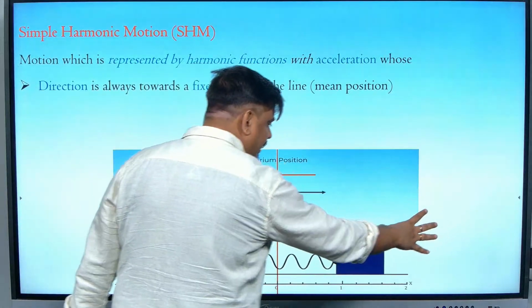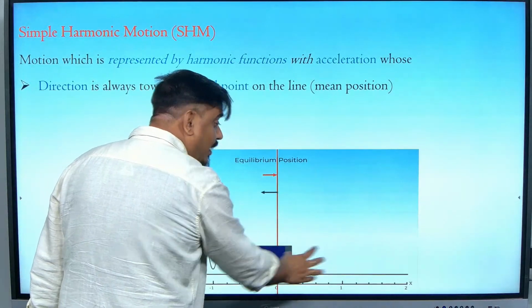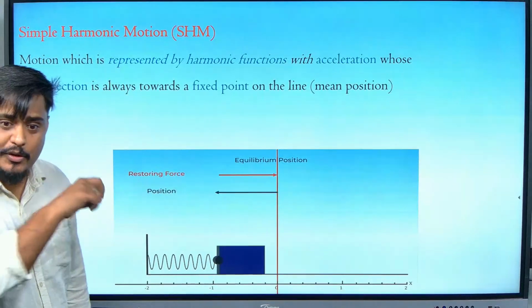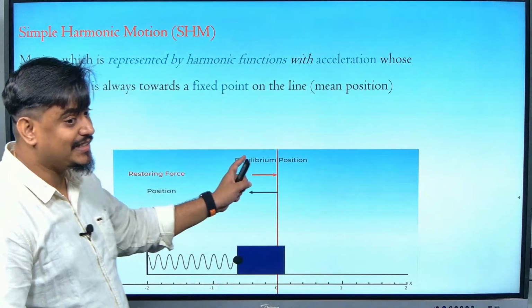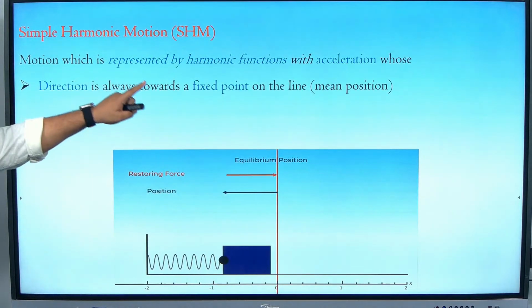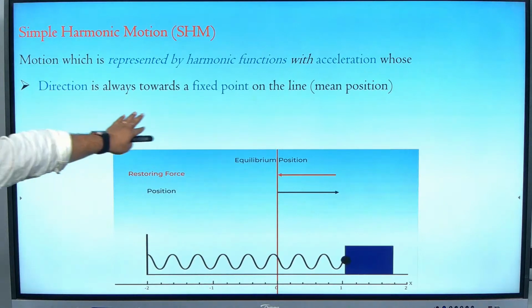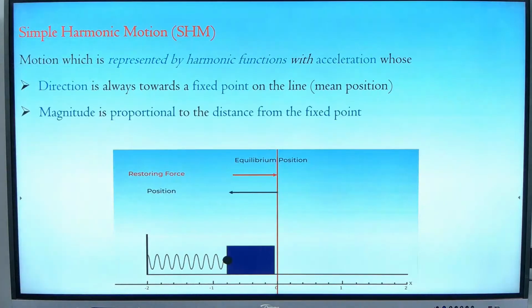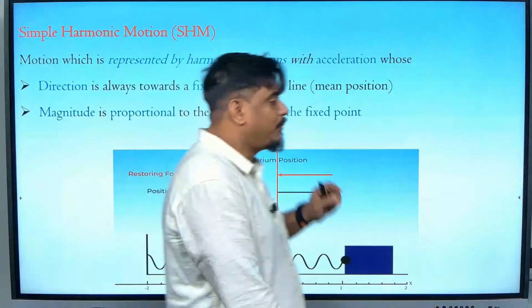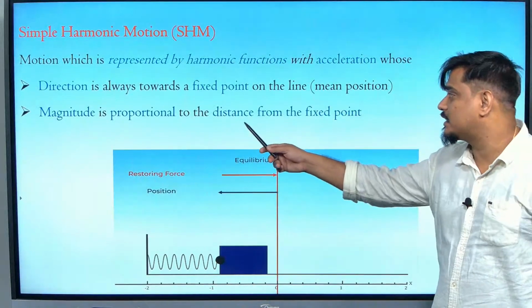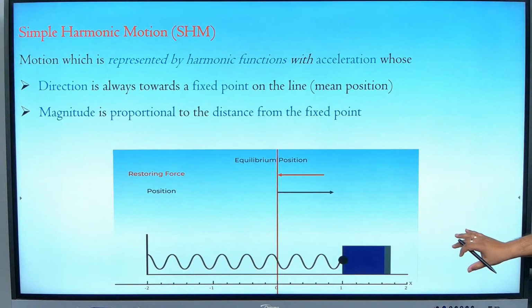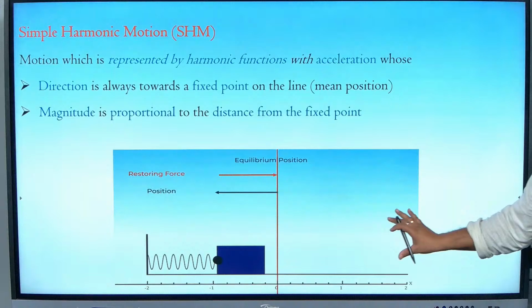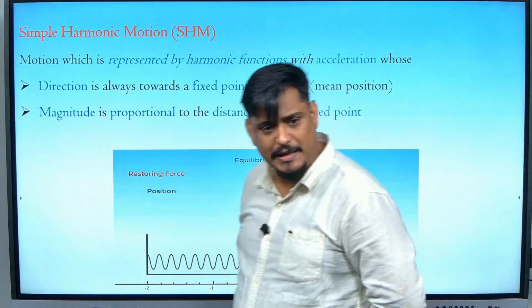If I pull and leave, it goes to and fro. It tries to come back to its mean position only. I hope you are understanding this. So, this is the second condition for SHM. The second condition is that the direction of acceleration should always be towards the mean position. And the third condition is that the magnitude of the acceleration must be proportional to the distance from the fixed point. Obviously, yes, it means that if I displace more, it should have more acceleration. If I displace less, it should have less acceleration. Are you getting my point?